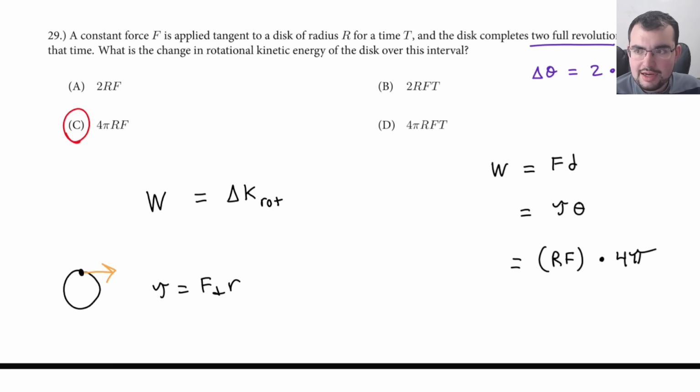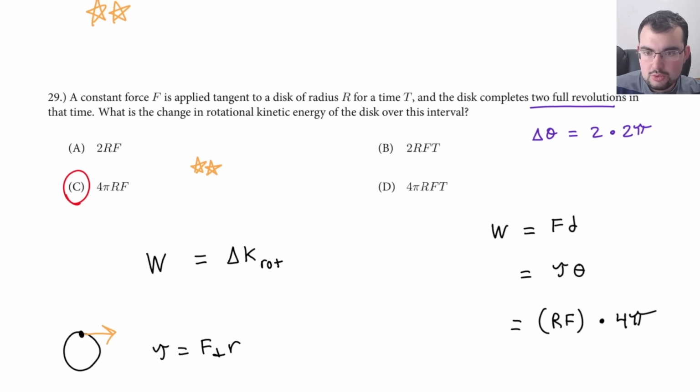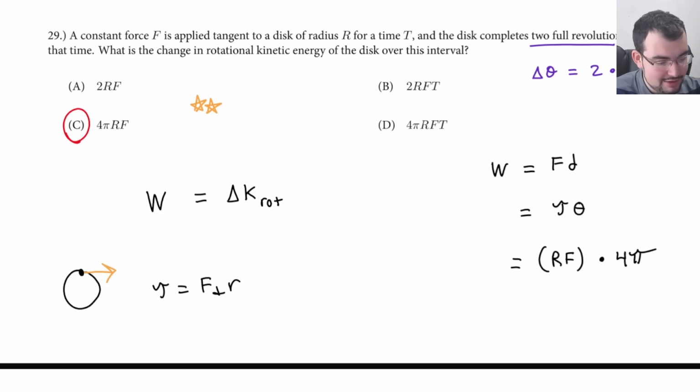So this was kind of misleading that I gave you a t. The t isn't actually useful here. So 4 pi RF. You had to know about revolutions as well as just work energy, so that's why I made this 2-star.